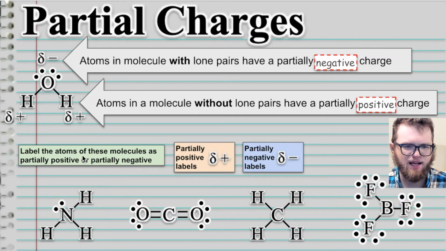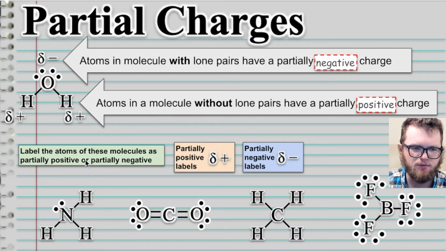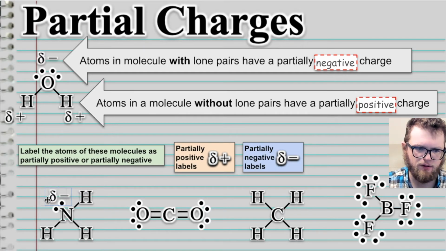So now it says to label the atoms of these molecules as partially positive or partially negative. This nitrogen has a lone pair, so we're going to label that as partially negative. This hydrogen does not have a lone pair, so we'll mark that as partially positive. This hydrogen doesn't have a lone pair, so we'll mark that as partially positive. This hydrogen doesn't have a lone pair, so we'll mark that as partially positive.